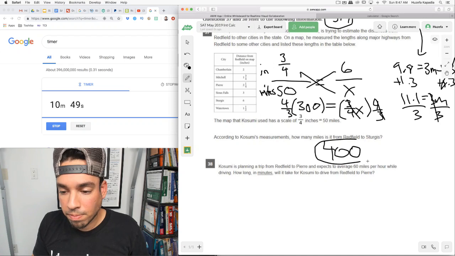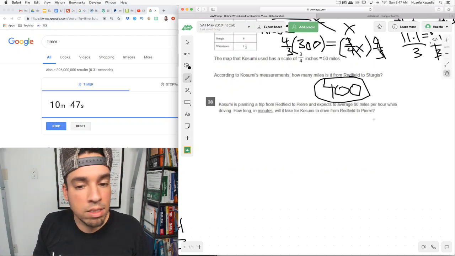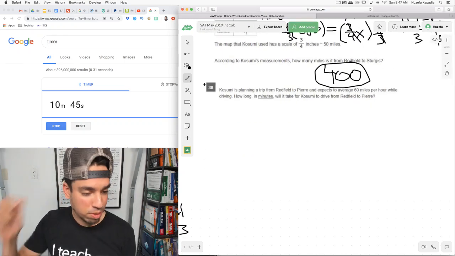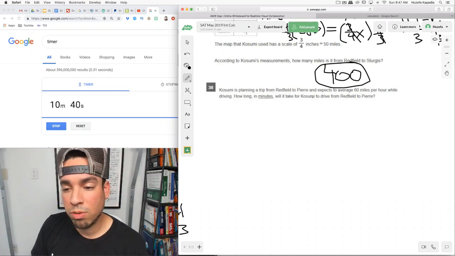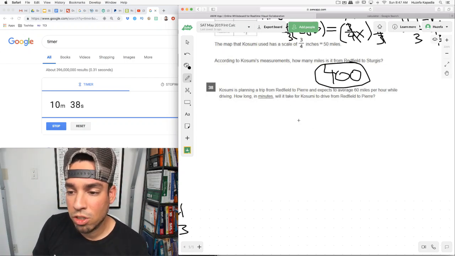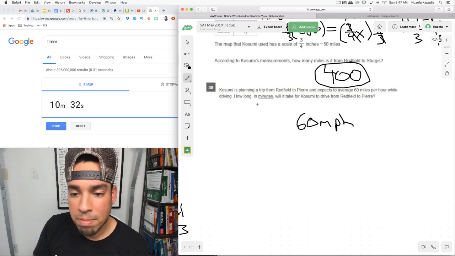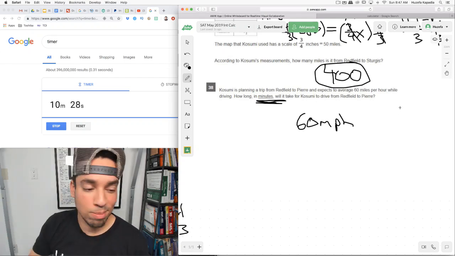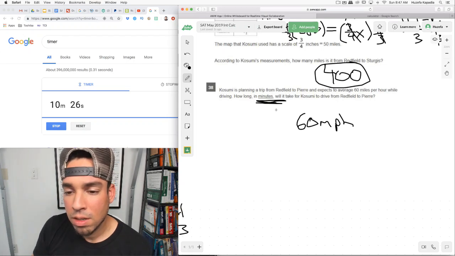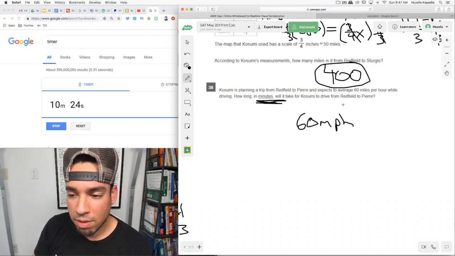Okay. Last but not least, 10 minutes for the final problem. It's pretty awesome. Kosumi is planning a trip from Redfield to Pierre and expects to average 60 miles per hour while driving. How long in minutes? Look, they underline it for you. It'd be much harder if they didn't. How long will it take for him to drive from Redfield to Pierre?